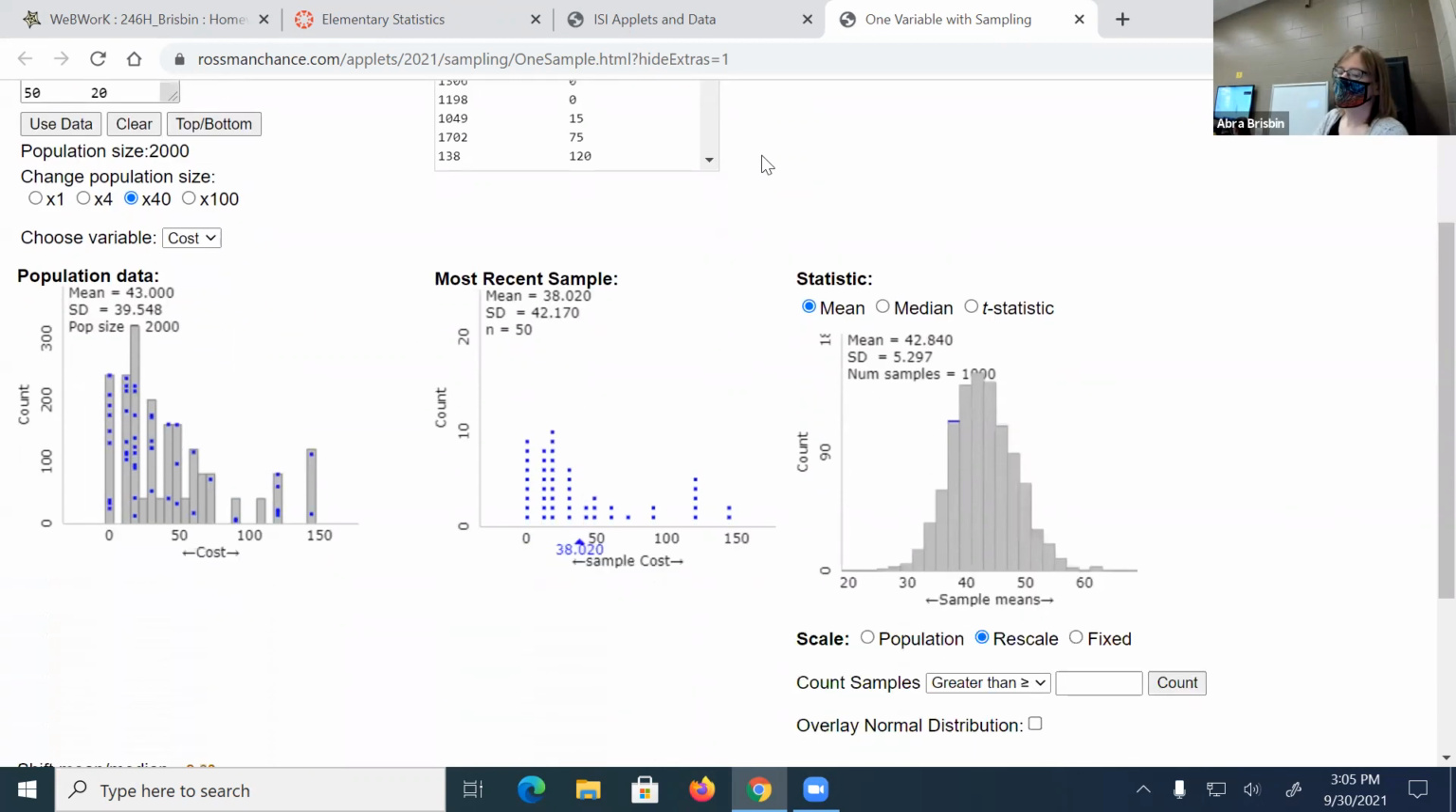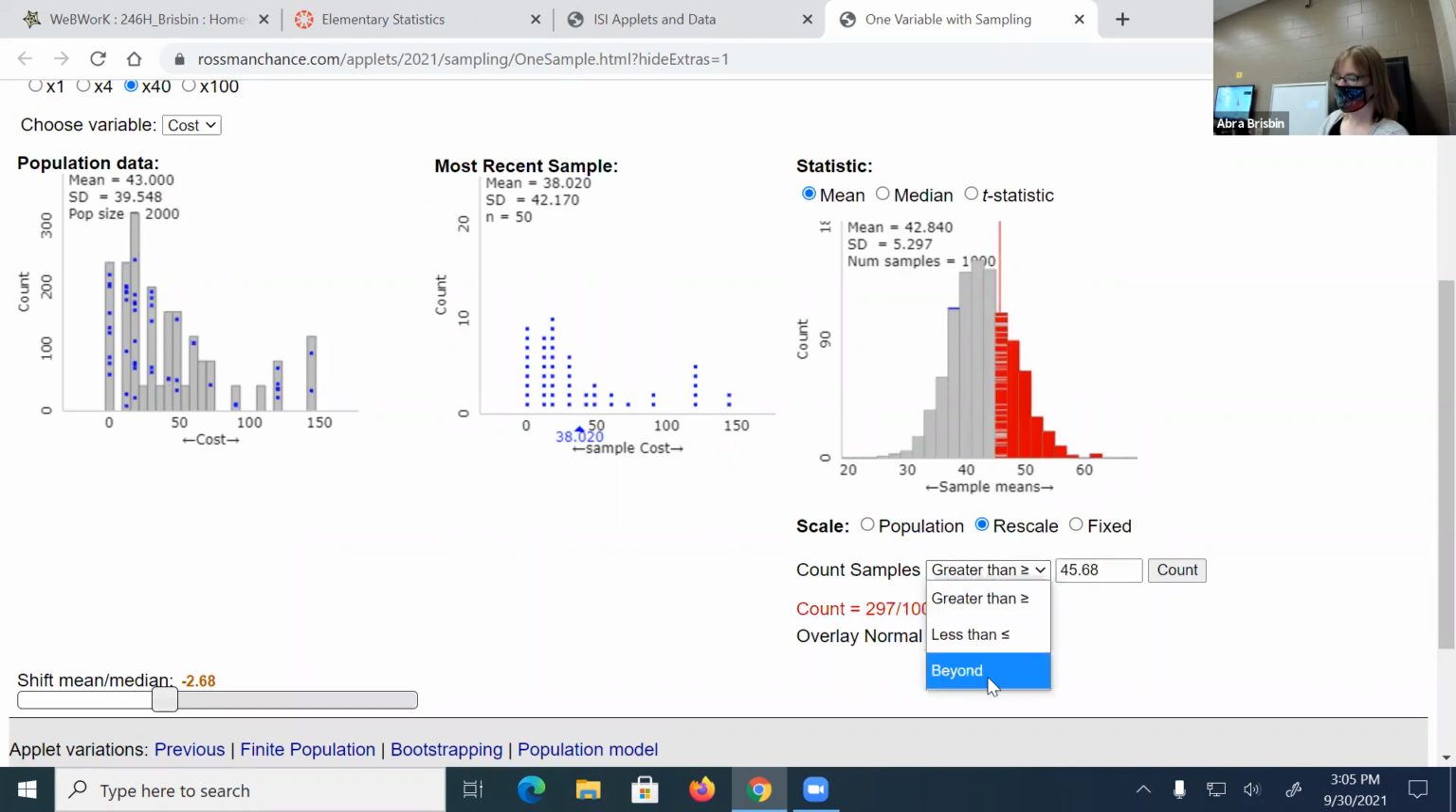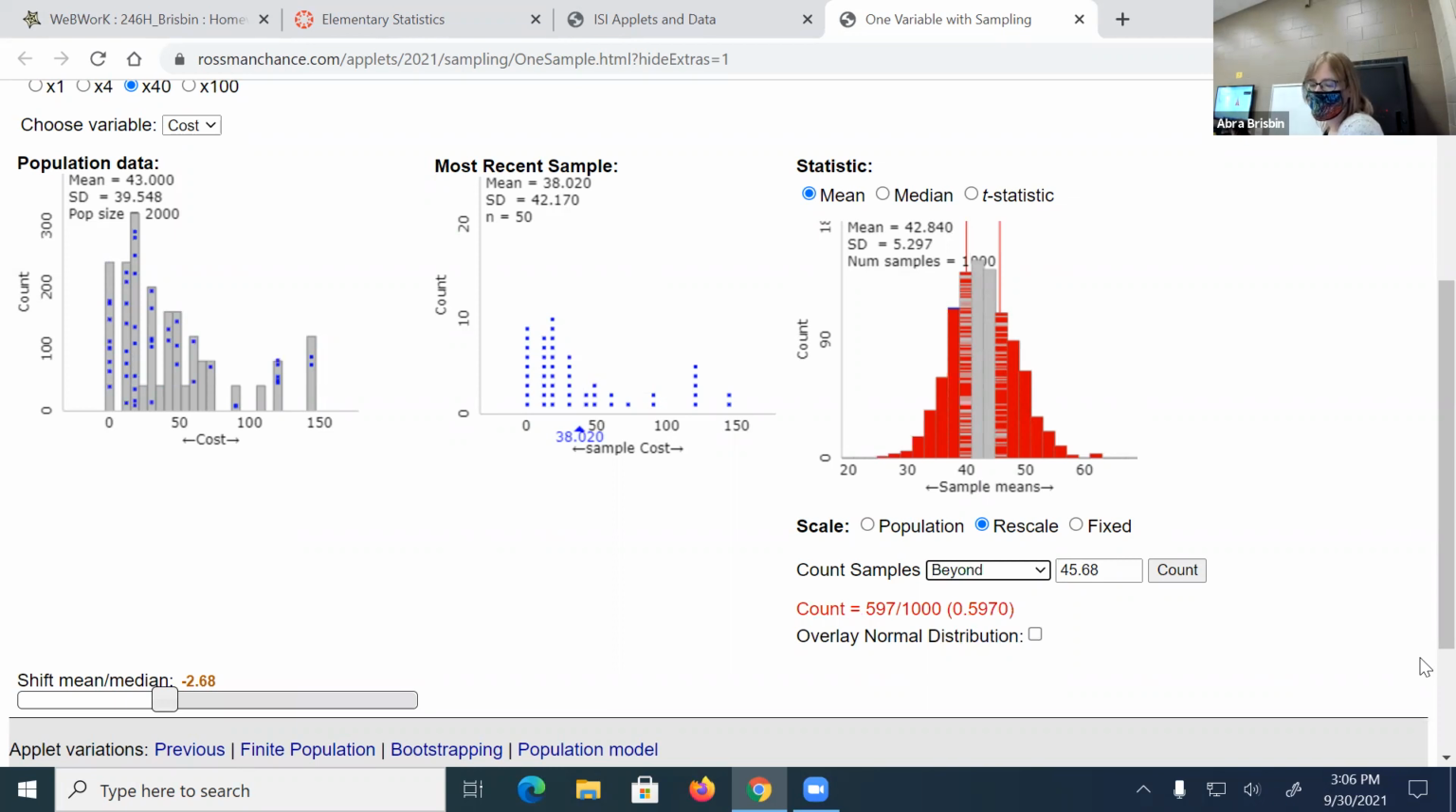So the p-value is going to be the proportion of samples that were at least as extreme as what we got in the data. So what we got in the data was a sample mean of 45.68. And we want to count the samples that are at least as extreme as that, where what counts as at least as extreme is based on the alternative hypothesis. So we had a two-sided alternative hypothesis here. We were testing whether the mean was different from 43, not just whether it was greater than. So we're going to change this to beyond or equal to 45.68. So here I'm getting a p-value of 0.597. Your value might be slightly different from mine because you got different random numbers.